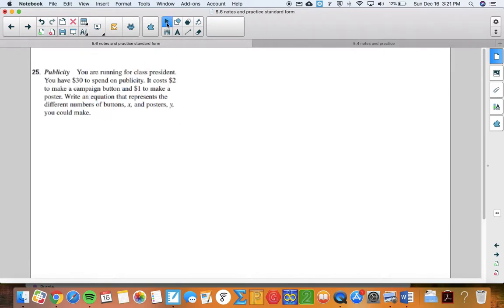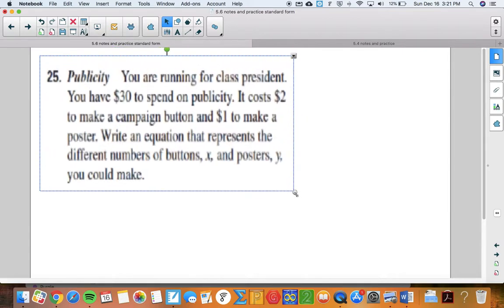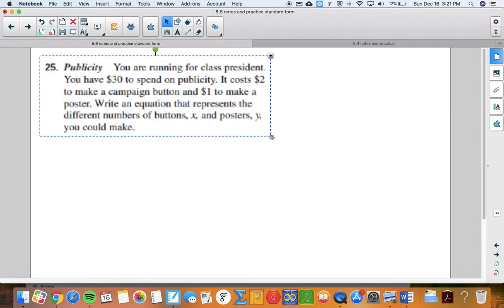There we are. So, you're running for class president. Good luck. You have $30 to spend on publicity. It costs $2 to make a campaign button and $1 to make a poster. Write an equation that represents the different numbers of buttons x.